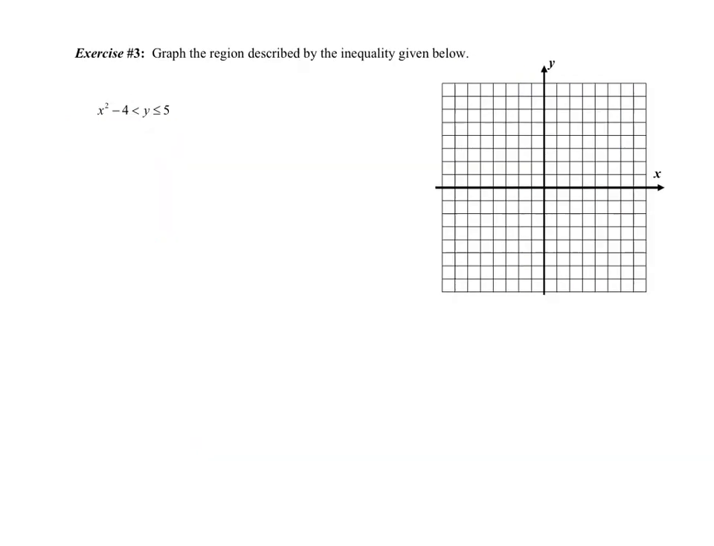All right, exercise 3. Take a look at this one. They've written it a little oddly. So watch how we rewrite it. I can say x squared minus 4 is less than y. Okay, so I'm kind of ignoring this half of it. And I can say y is less than or equal to 5.